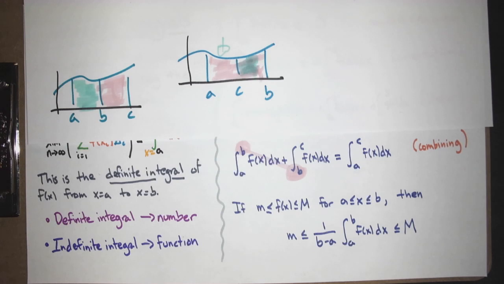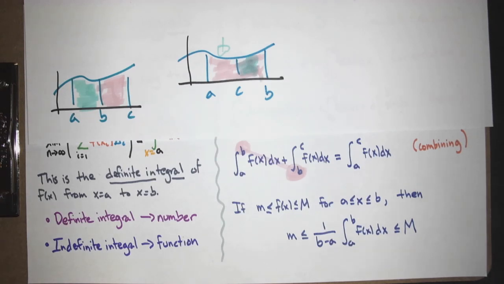All right, the last part. This one seems a little strange, but it's going to be a useful application here. Suppose we have the following. Our function is bounded between two numbers, little m and big M, on the interval from A to B. Then it must be the case that little m is less than or equal to 1 over b minus a, integral a to b of f of x dx, which is less than or equal to big M. What's the intuition?